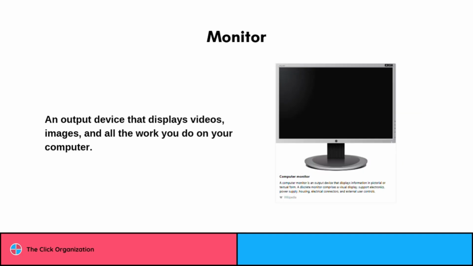And lastly, monitor. The screen that helps you see everything that you do on your computer. It is an output device because it shows your output that displays videos, images, and all the work you do on your computer. And you know this one because if you're using a computer, you're seeing this video through a monitor right now.